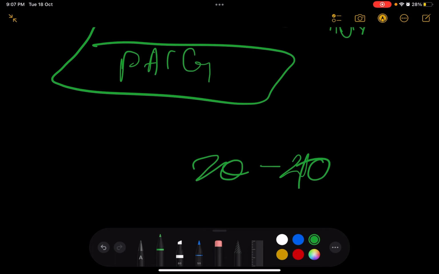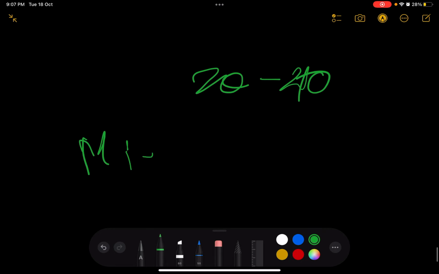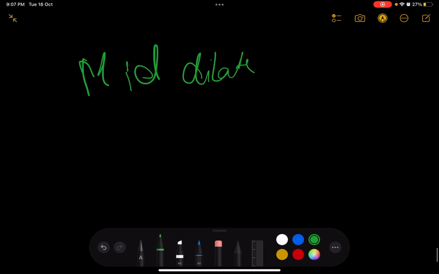Okay, now it's seen in the lower age group. What happens is that if the pupil is in the mid dilated position or the mid constricted position, let's say you're in a dark room, it's in a mid dilated position. If this is the pupil and this is the lens, in a mid dilated position, what happens is, okay, now listen to this.